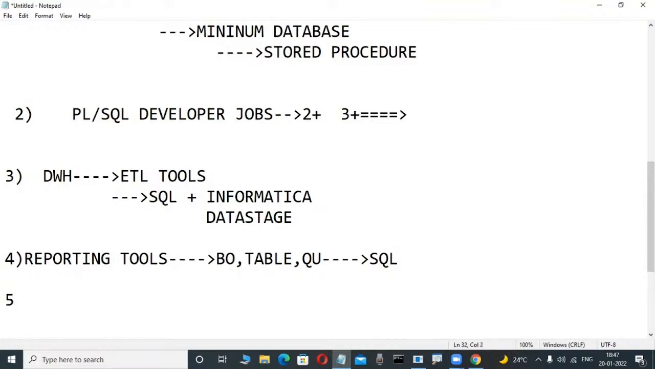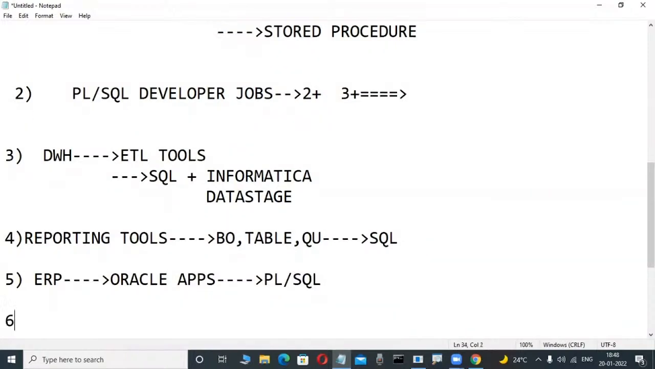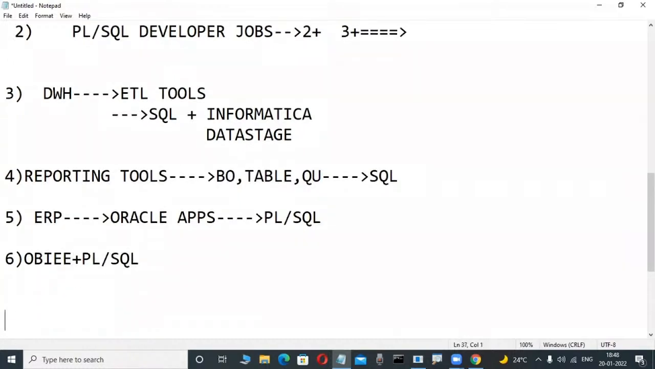Again, suppose some programmers are interested in the ERP side. Oracle Apps. What is Oracle Apps? It is an ERP, like SAP. Oracle Applications 11i is there. These persons need very good knowledge of PLSQL, so they also learn these courses. Again, OBI programmers are there. OBI is a product, and there are jobs with PLSQL too. Those persons also learn these courses.